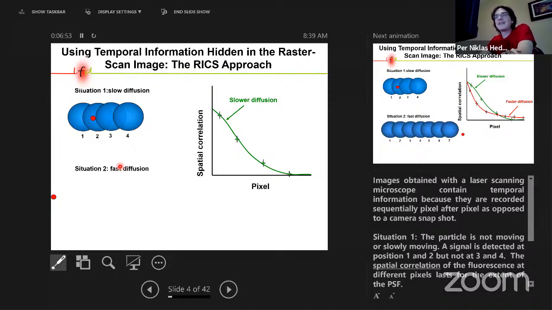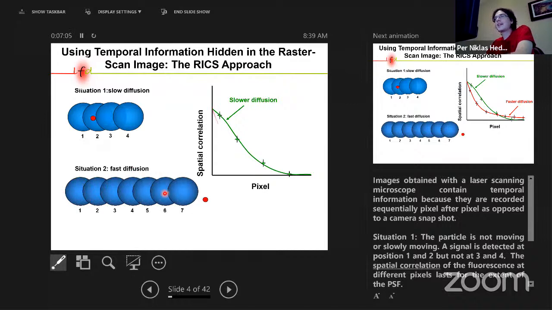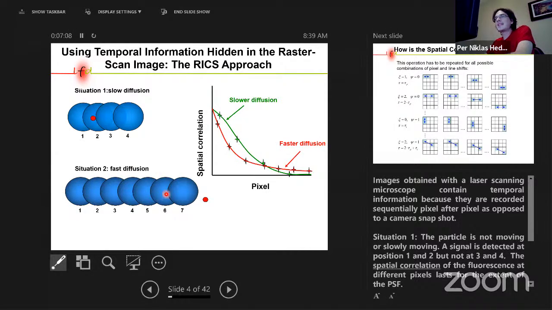How does this look if we have fast diffusion? Let's start again, with the molecule here at the origin on the left. We put our laser there and start scanning. Now the molecule is moving much faster, which means that we have a chance to get signal from that molecule also in pixel 3, 4, 5, 6, 7, and so on.